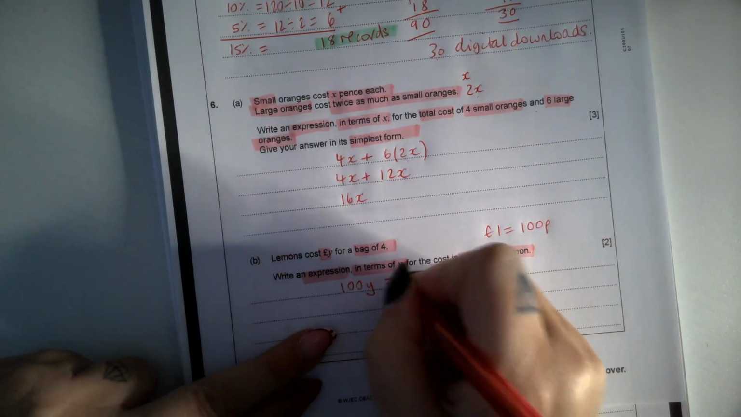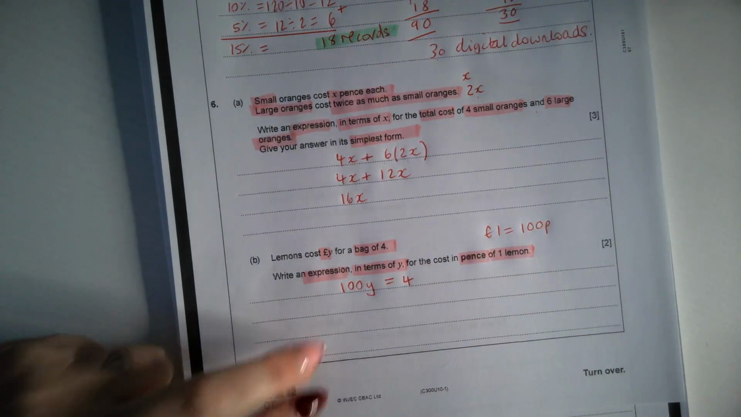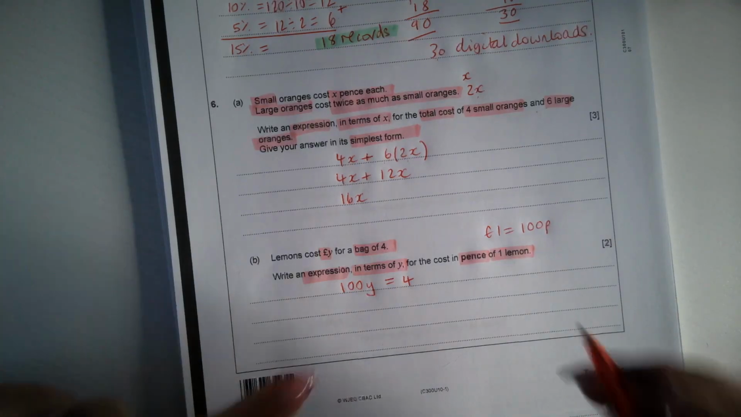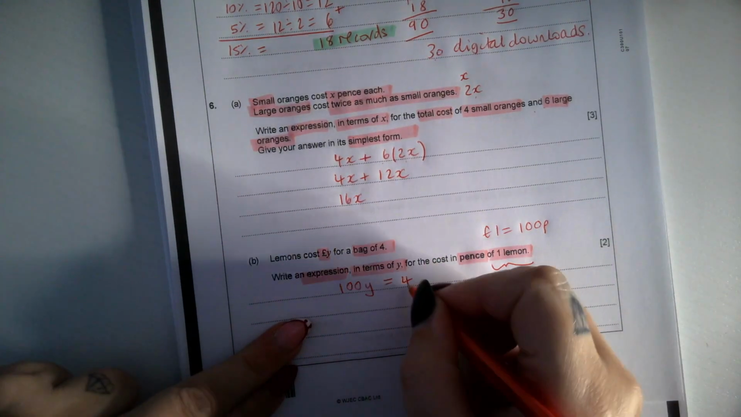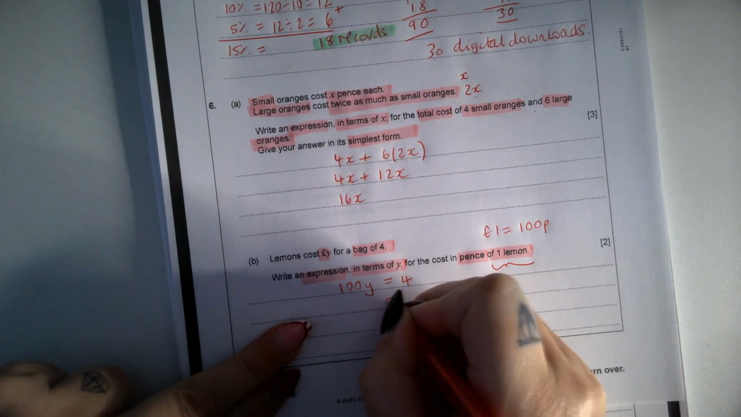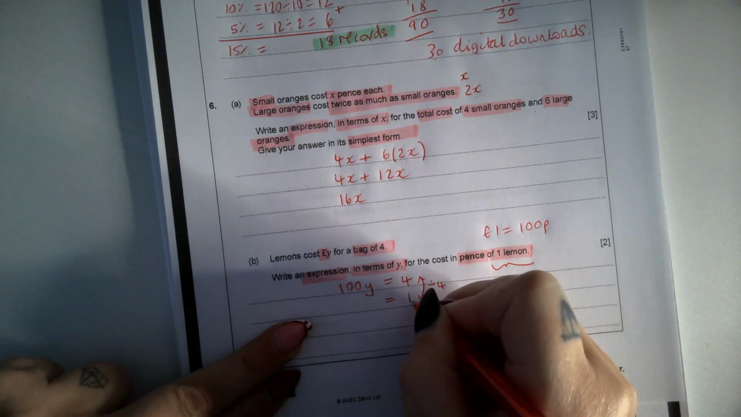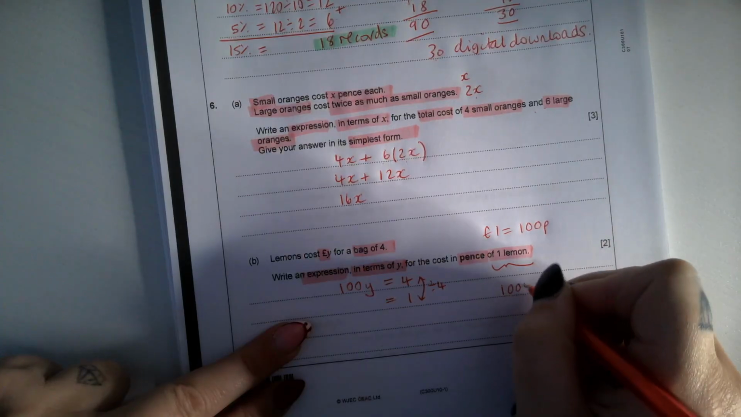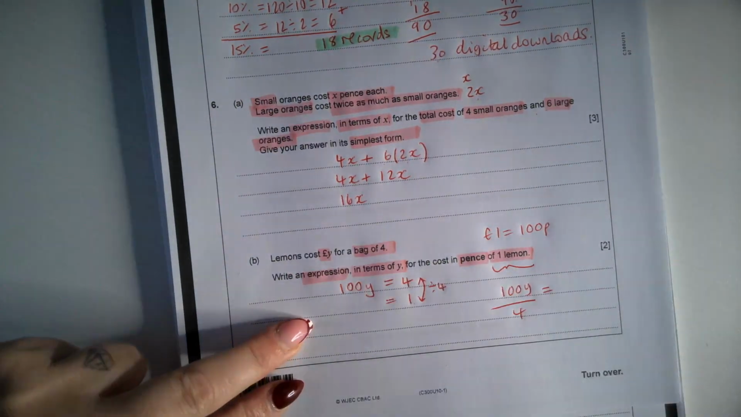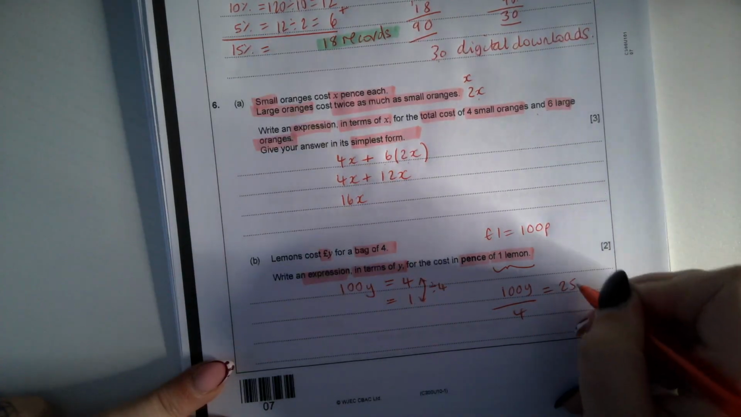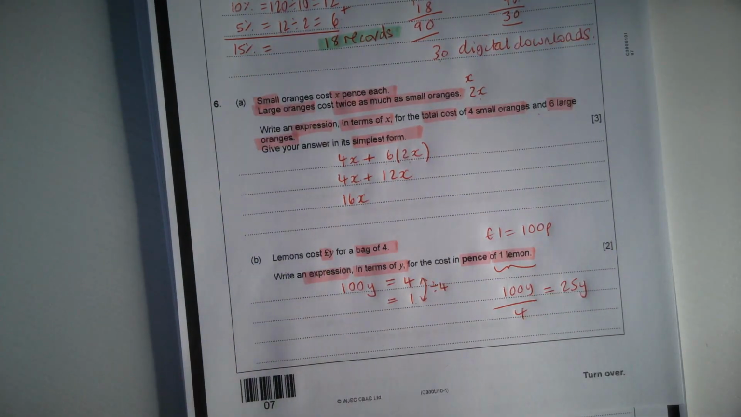And then that is for a bag of 4. Well, we don't want a bag of 4, we want 1. We want the price of 1 lemon. So we're going to divide by 4. So we want to get to 1. So 4 divided by 4 is 1. So 100y divided by 4 must give us the price of 1 lemon. 100 divided by 4 is 25. So 25y is an expression for the cost of 1 lemon.